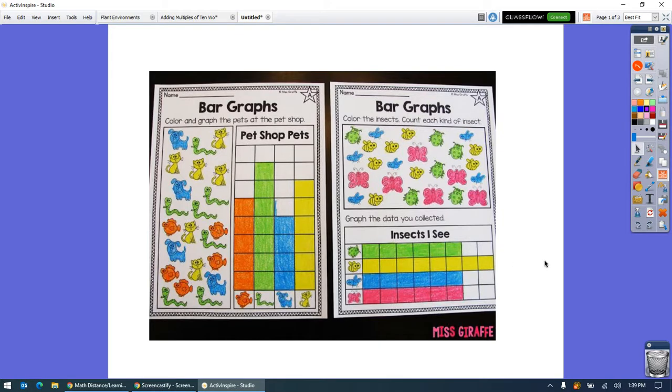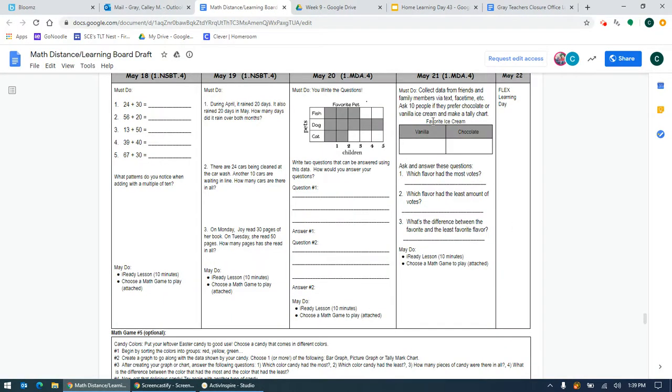All right, first graders, happy Thursday, and today we are going to be looking at some graphing. So we will be on May 20th, 1MDA4. That MDA stands for measurement and data.